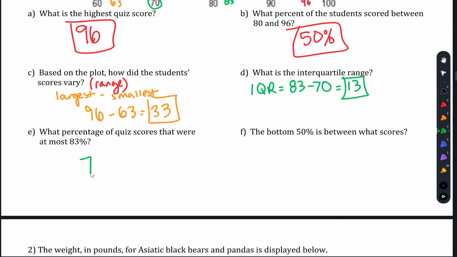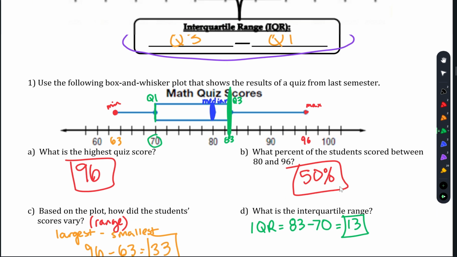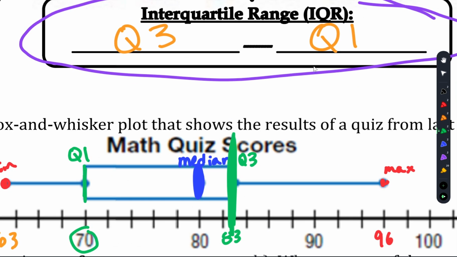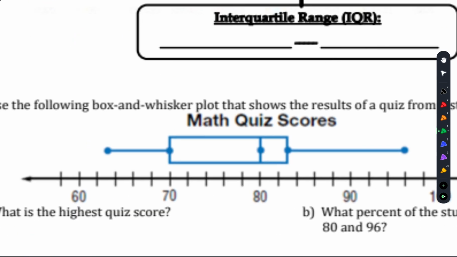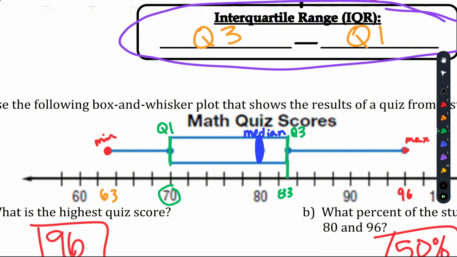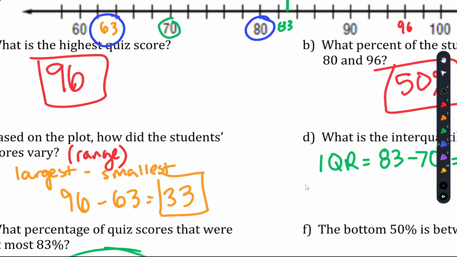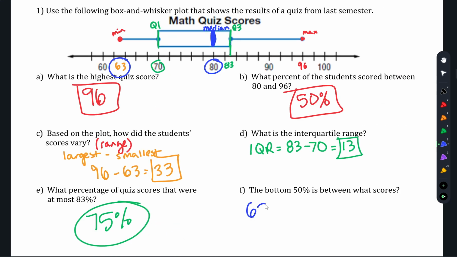So that's 75%. And then last one for this page, the bottom 50% is between what scores? So that's everything lower than my median. The bottom 50% goes from 63 to 80. Any questions? Okay, flip it over.